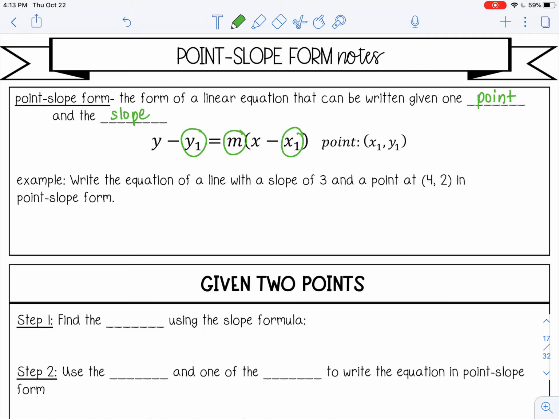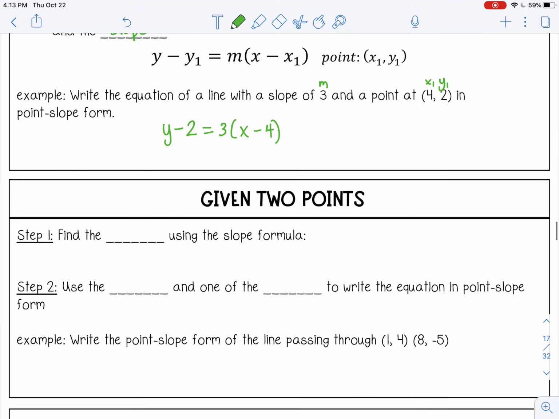So write the equation of a line with a slope of 3 and a point at 4, 2 in point-slope form. So here's my m, my x sub 1, y sub 1. So the equation would be y minus 2 equals, my slope is 3, and then x minus 4.